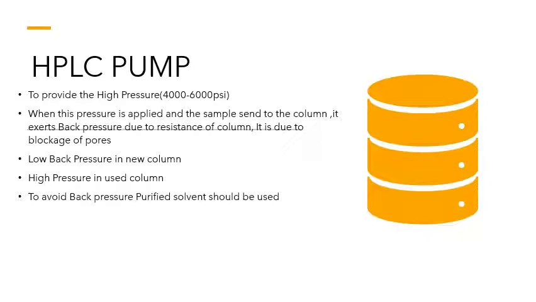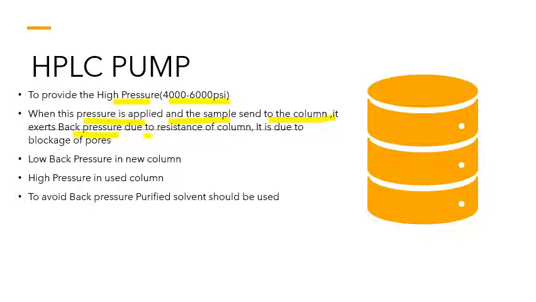The next component is the HPLC pump after the solvent mixer. It provides a very high pressure, that is 4000 to 6000 psi, pounds per square inch. When this pressure is applied and the sample is sent to the column, it exerts back pressure. The back pressure is exerted by the column.